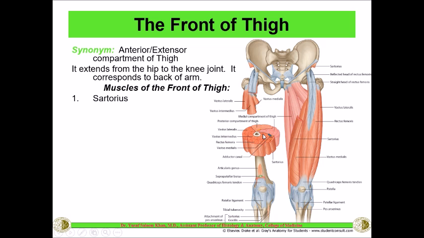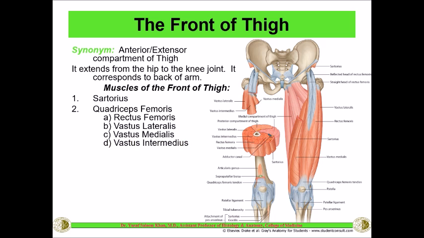It begins from the lateral side and goes to the medial side. We'll study this again in detail later. First, we'll name the muscles which are present in this compartment. The first one is the Sartorius, as I said. The second is called the quadriceps femoris.